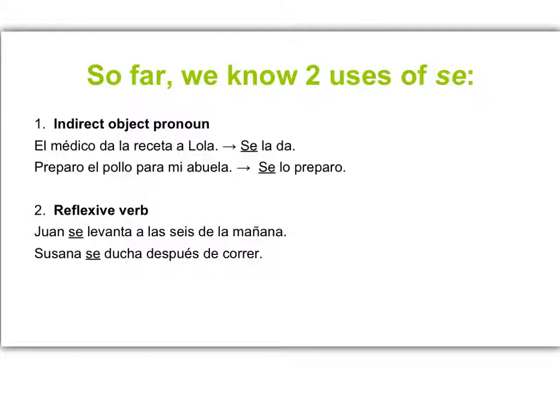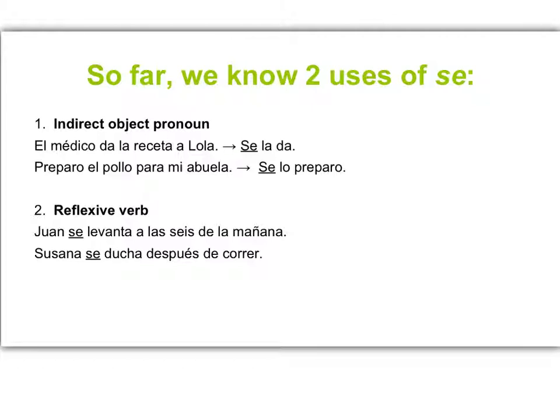Preparo el pollo para mi abuela. I prepare chicken for my grandmother. Can be shortened to se lo preparo. The lo takes the place of the pollo, and the se takes the place of the abuela. If direct and indirect objects and even double object pronouns are something you need to think about, it'd be a great idea to go back on the super site and do some practice with those. Direct objects were in chapter 5, indirect objects were in chapter 6, and then double object pronouns like this were in chapter 8. So that's a great place to review if you need to.